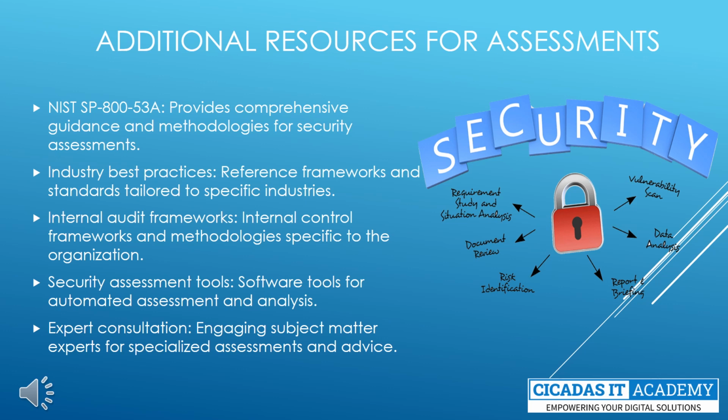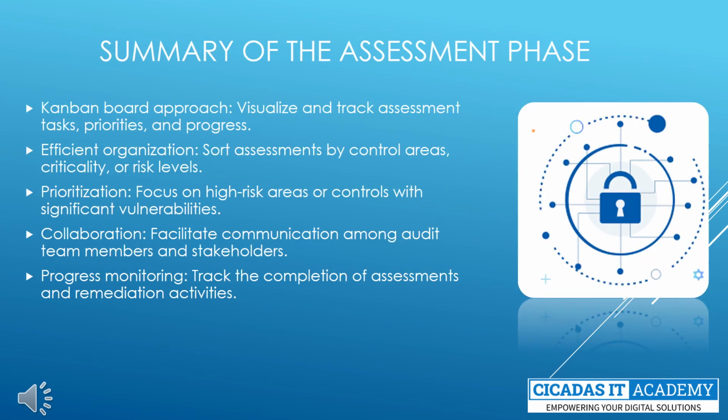The summary of the assessment phase provides a concise overview of the activities, findings, and outcomes of the assessment process. It highlights the key strengths and weaknesses identified during the evaluation of controls and security measures. The summary may also outline any remediation actions recommended to address the identified deficiencies. This section serves as a quick reference for stakeholders, enabling them to grasp the main points of the assessment without going into extensive detail.